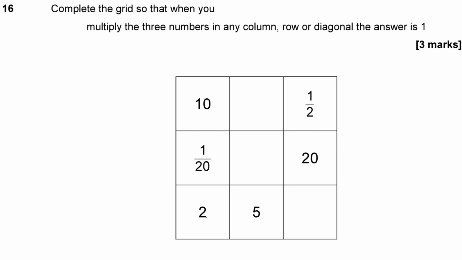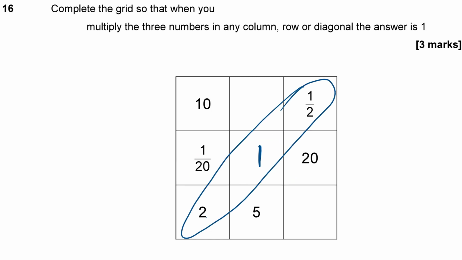So we've got 2 out of the 3 pieces along here, so a 20th times 20 is 1. So that means I have to have a 1 in the middle here to make that true. And it's the same along this diagonal here. 2 times a half is already 1, so that means the middle one must be 1 to make that true as well. So once I know the middle one, then it should be fairly easy to work out the rest.